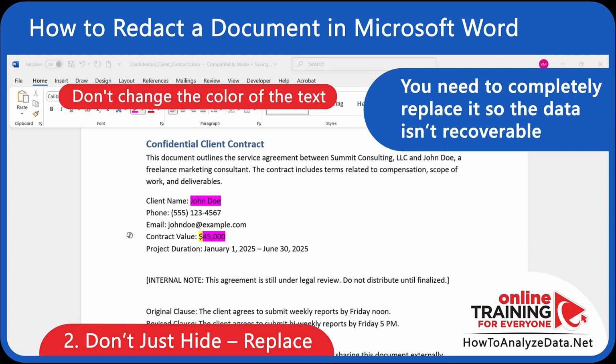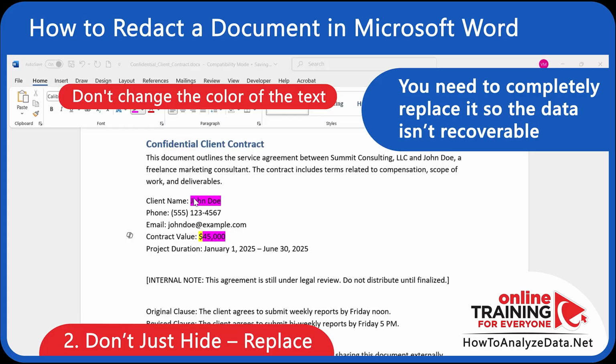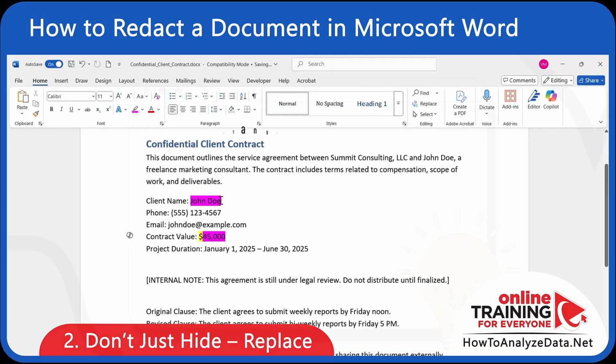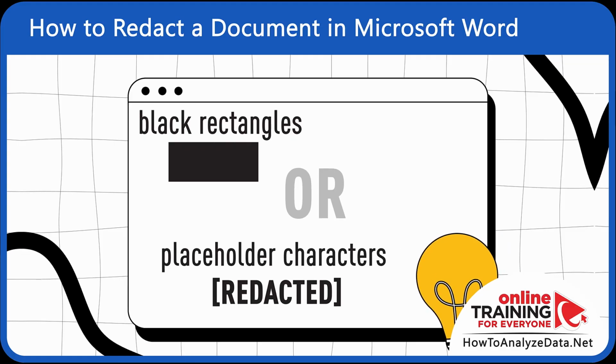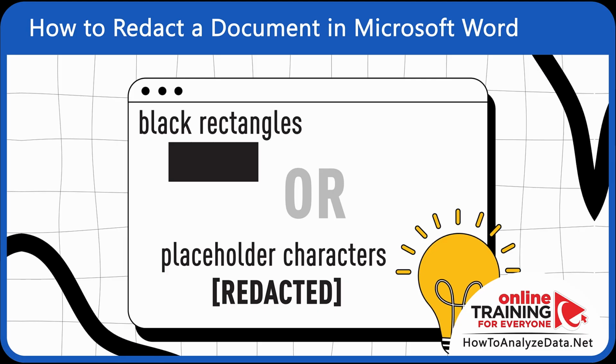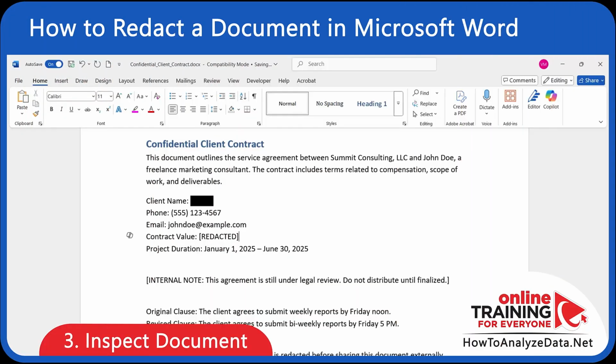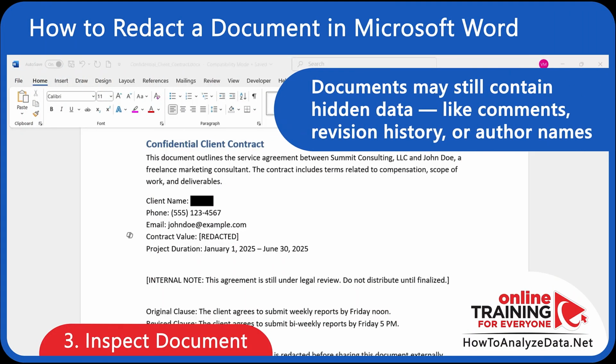You need to completely replace it so the data isn't recoverable. And there are two safe ways to do it. Replace it with black rectangles or replace the content with placeholder characters, like "redacted" in square brackets. Even after redacting visible text, documents may still contain hidden data, like comments, revision history, or author names.